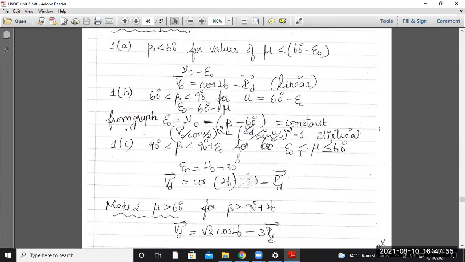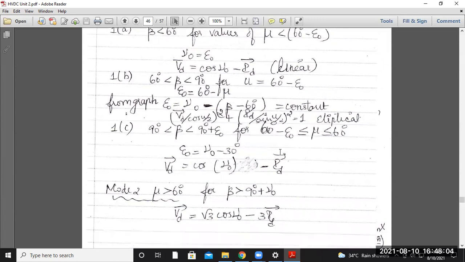Now for that value, you will get 60 degree minus epsilon naught less than or equal to mu, and mu less than or equal to 60 degree. So accordingly, if you write the equation in the proper format in the voltage equation, you will get Vd vector equal to cos gamma naught minus Id vector. Okay, Vd equal to cos gamma naught minus Id vector.